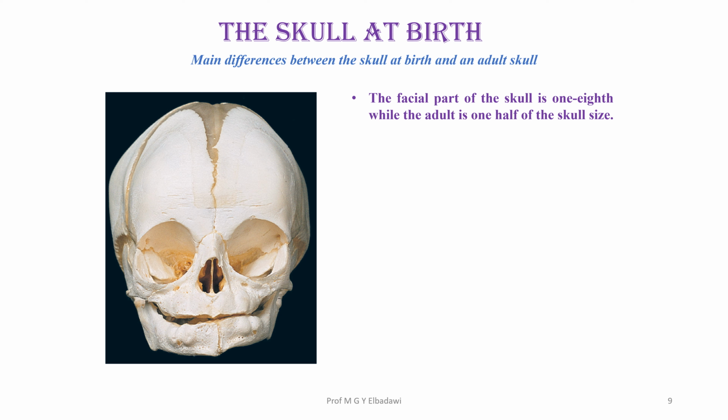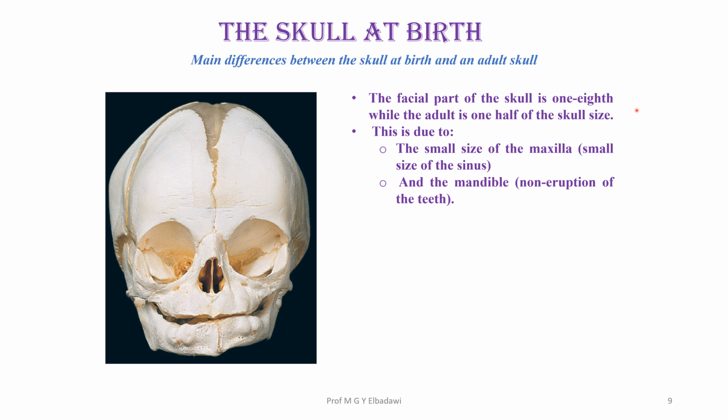Now, the facial part of the skull, we are still discussing the main difference between the skull at birth and the adult skull. So the facial part of the skull at birth forms 1/8 of the skull size, while in the adult it is 1/2 of the skull size. This is due to the following: the small size of the maxilla, because all the paranasal sinuses, which are the maxillary sinus, the frontal sinus, the ethmoid sinuses, and the sphenoid sinus, all of them are rudimentary, they're very small in size.